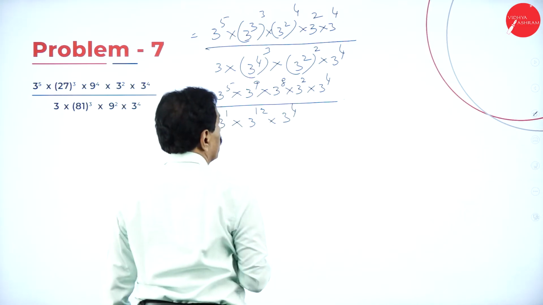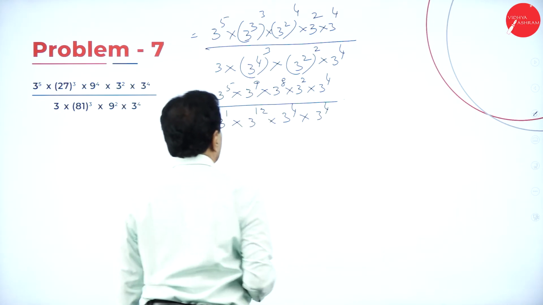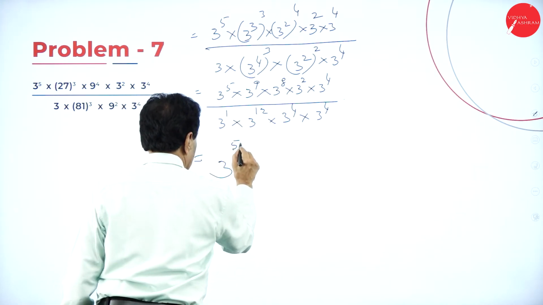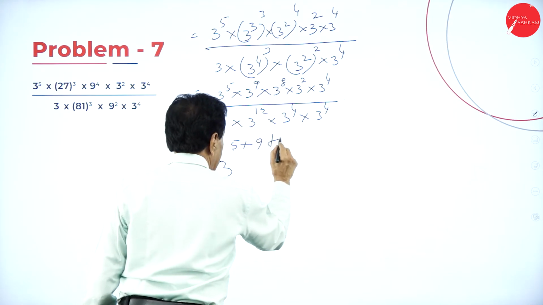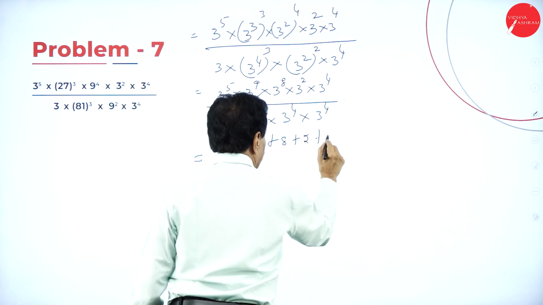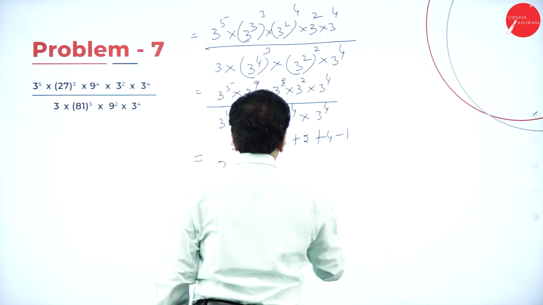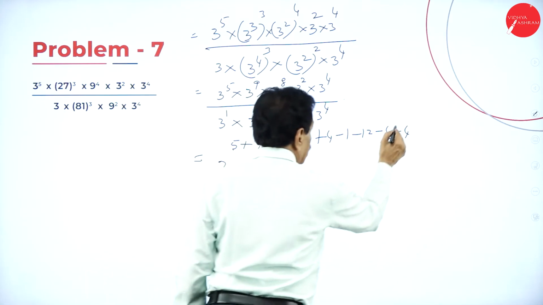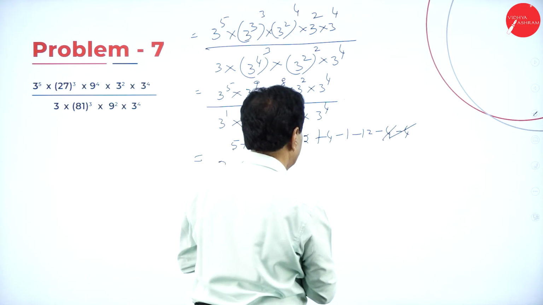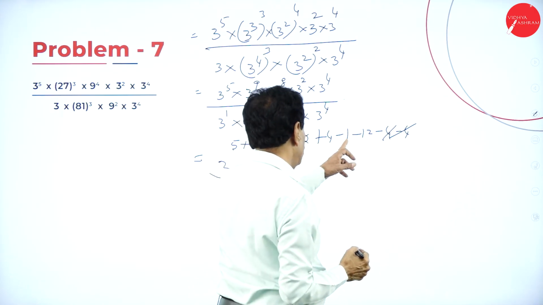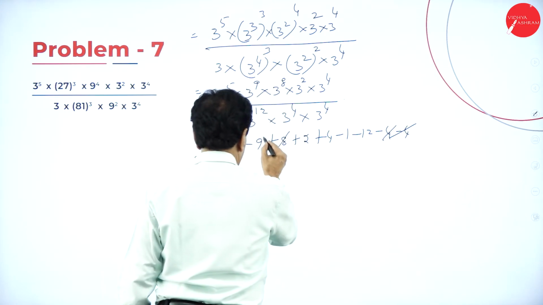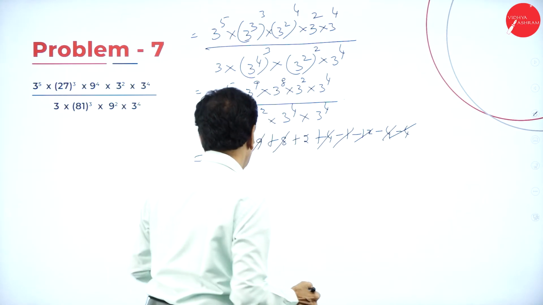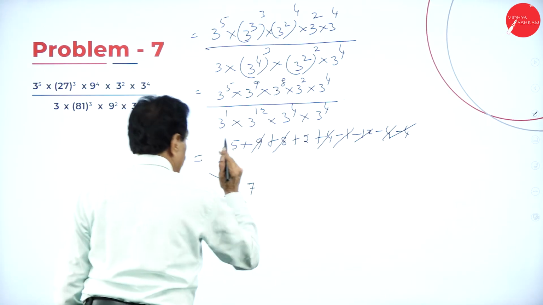3 to the power of 4 into 3 to the power of 4. So 3 is common, go with 3. First is 5 plus 9 plus 8 plus 2 plus 4. Then minus 1, minus 12, minus 4, minus 4. So minus 4 and plus 8 cancel out. Then this 12 plus 1, 13, is there now. 9, 13, 13 cancel out. What is left over? 5 plus 2, 7. This is 3 to the power of 7.